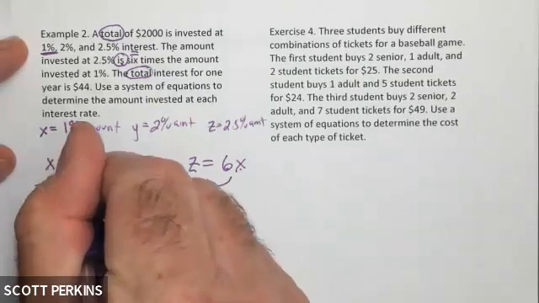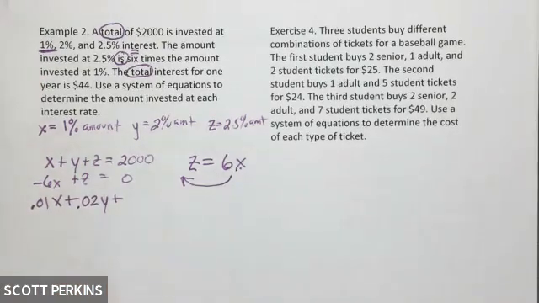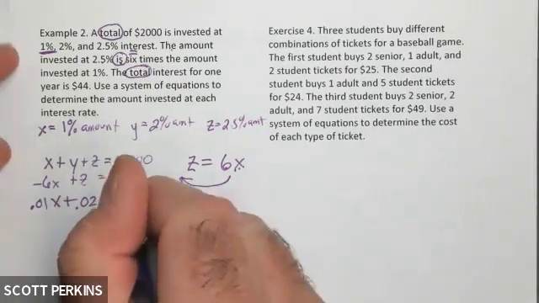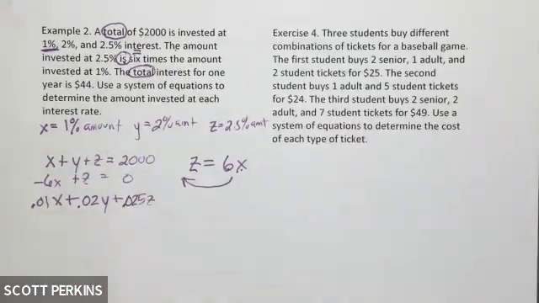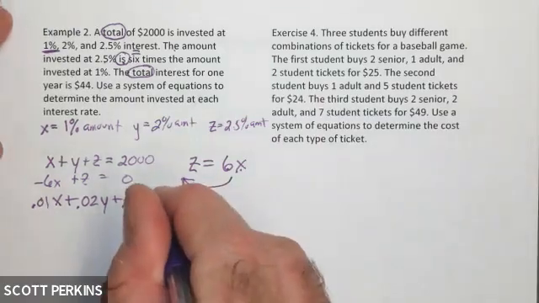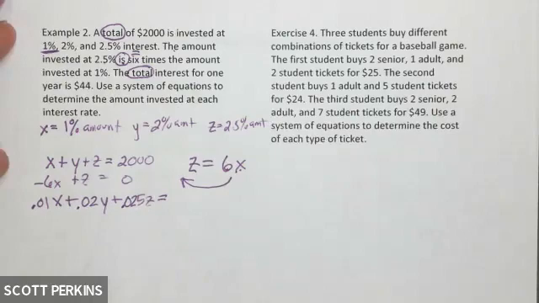Yes, 0.02y. Okay, third time's a charm, everybody. What's the expression for the interest for the 2.5% account? 0.025z. Great. We always move that decimal 2 places to the left. And then we're told in that sentence that the total interest is $44. So that equation is going to equal 44.